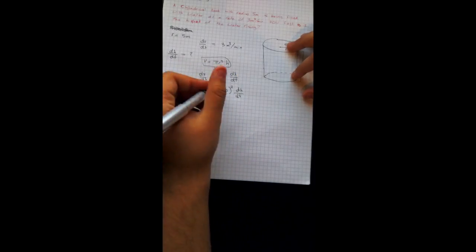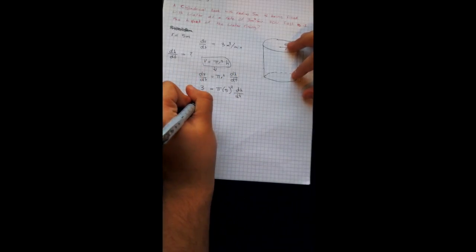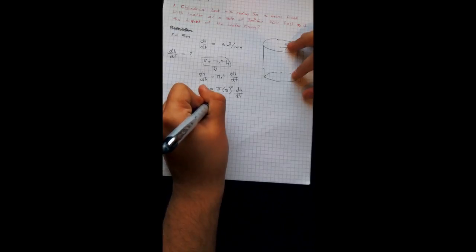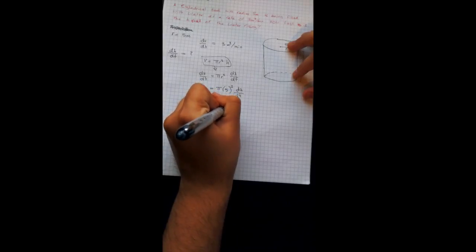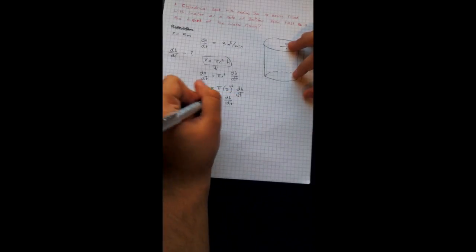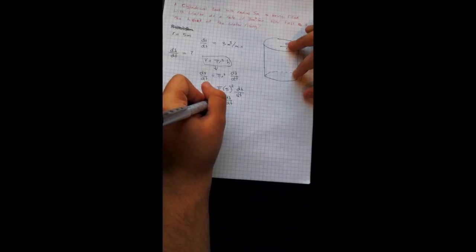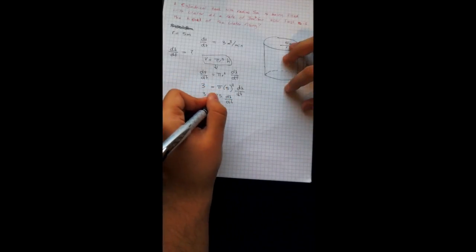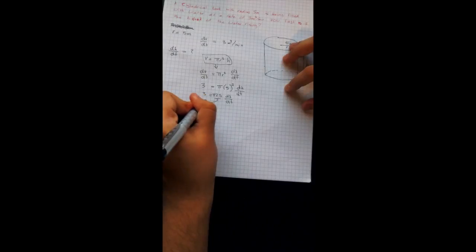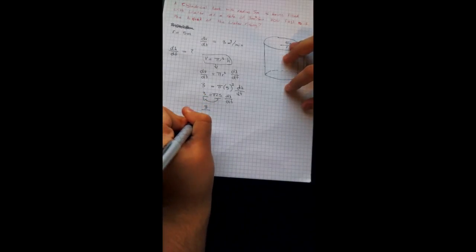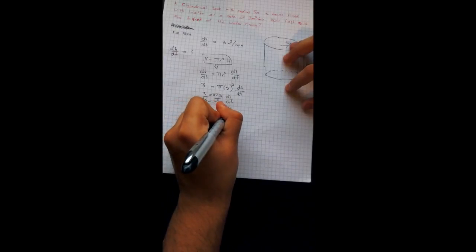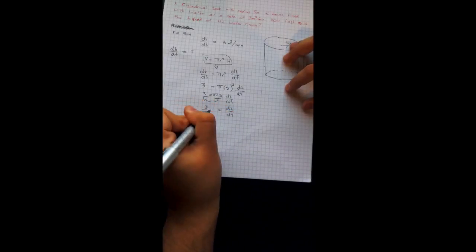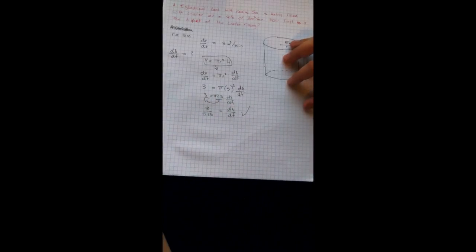So we do have this, and we can simplify this to pi times 25 dH/dt. I'm going to rearrange that and put it in terms of dH/dt, so we can just move this over here, so it becomes 3 divided by pi times 25, which equals dH/dt, and that's the answer.